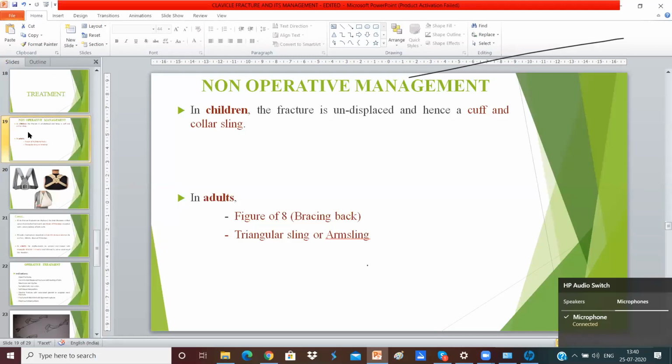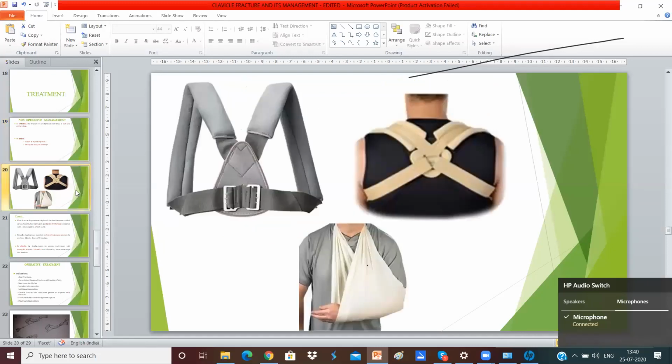But in the case of an adult, one should go for a figure of 8 bandage. We'll talk about what this figure of 8 bandage is, and it is supported by an arm sling or a triangular sling. So this is a picture of the clavicle belt, which gives the shape of a figure of 8. See, it is just like a figure of 8. Earlier, we used to make it with a roller bandage with cotton support. But nowadays, these are commercially available in various sizes like small, medium, large, extra large, depending upon the size of the person. So you can select the size and apply it.